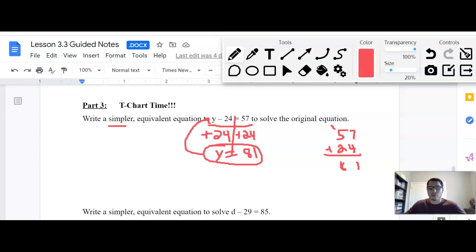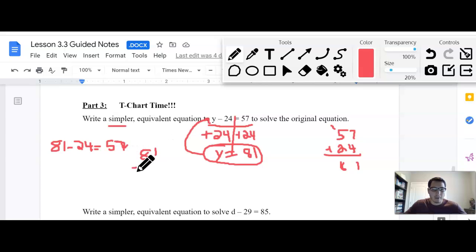Again, like I've told you, I do expect you to show your work on plugging in your value for the variable to see if it works. You can check your answer. So 81 minus 24 equals 57. Is this true?